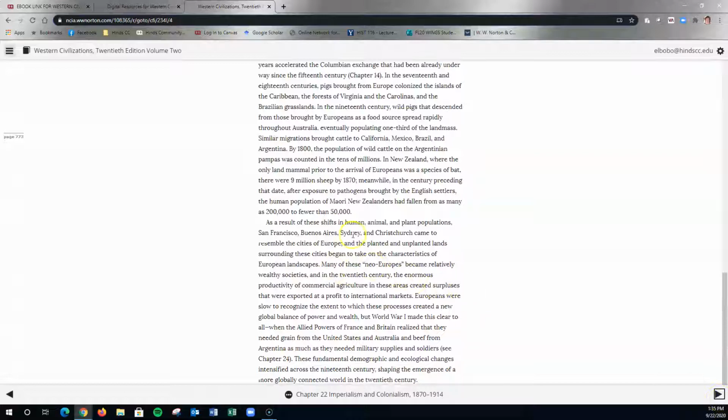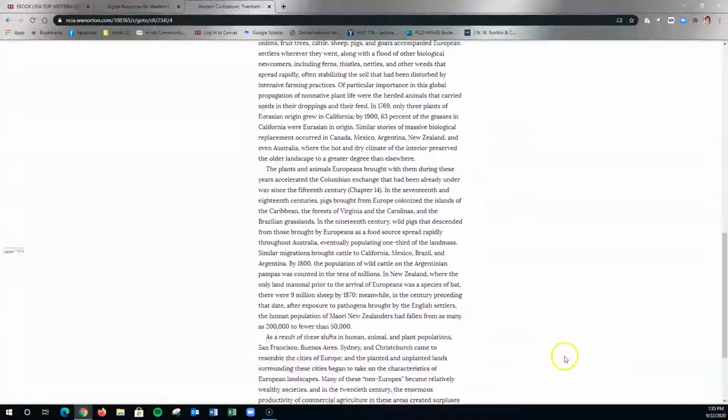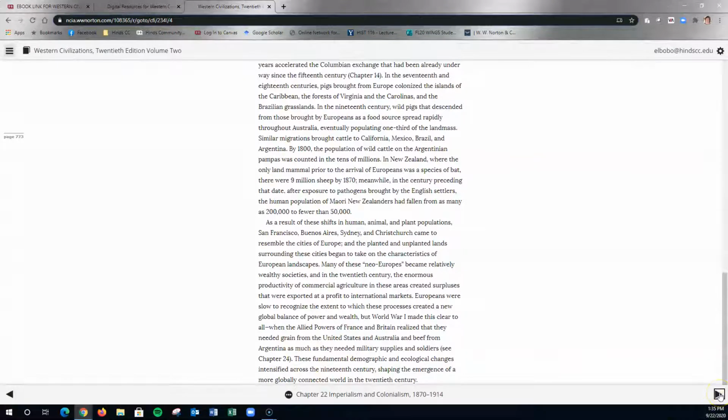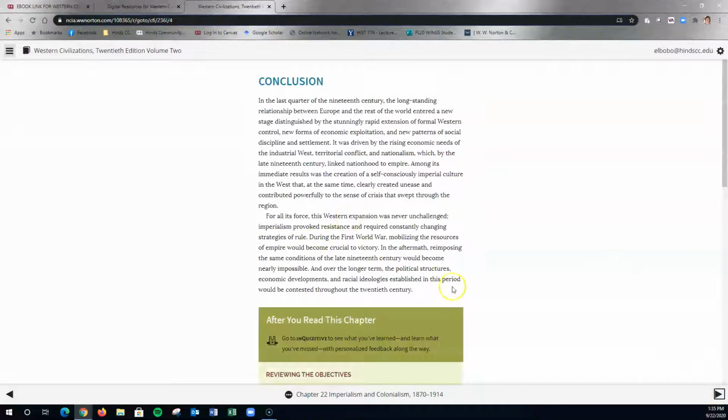The chapter finishes up talking about some ecological changes that are a result of imperialism. It's like the Columbian Exchange all over again, with how animals, plants, and humans move because of what's going on in imperialism. And then you get to the conclusion. This is a really important chapter. It sets us up for several things, but really, imperialism is a major part of this movement.